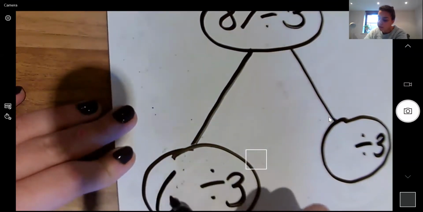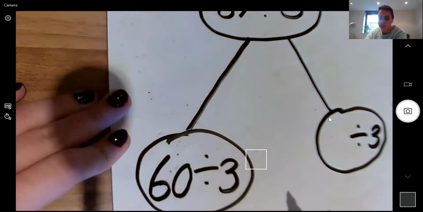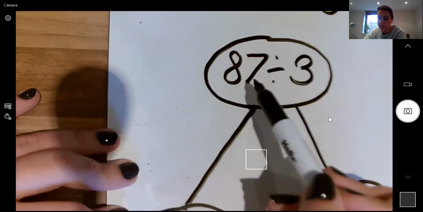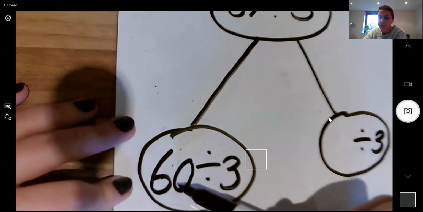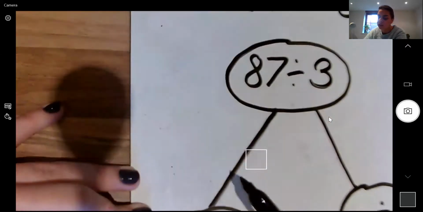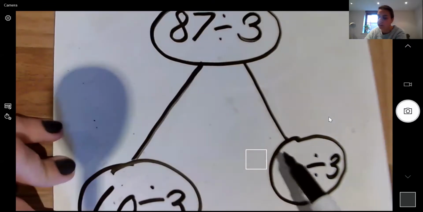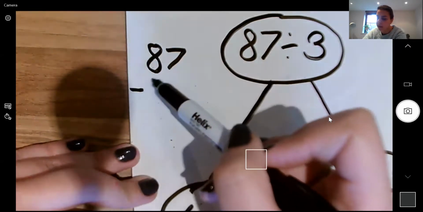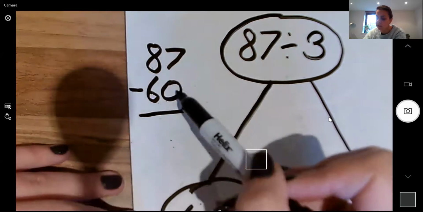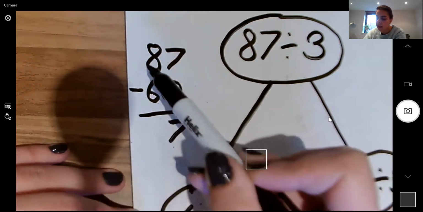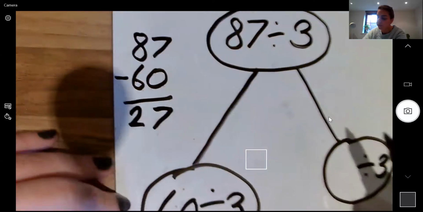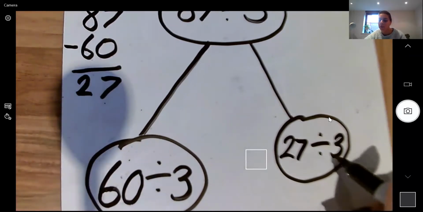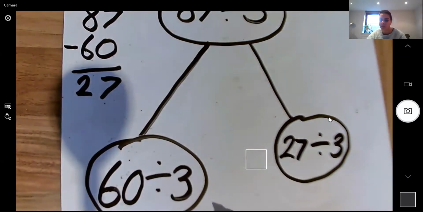So I know that it goes into 60. So that's going to work fine. There's my 60. But it's not 60 I've got to divide. It's 87 that I'm dividing. So I've already got 60. What have I got left? I need to do 87, take away 60 and see what I've got left. And that's going to go in this circle. So I'm going to do that over here. 87, take away 60. 7 take away 0 is 7. 8 take away 6 is 2. So I've got 27 left. Now I know my 3 times tables, and knowing your times table really helps here. I know that 3 goes into 27, so I know that this one is going to work.